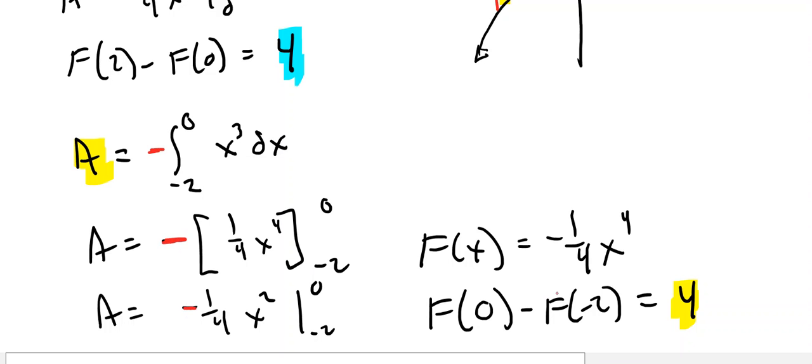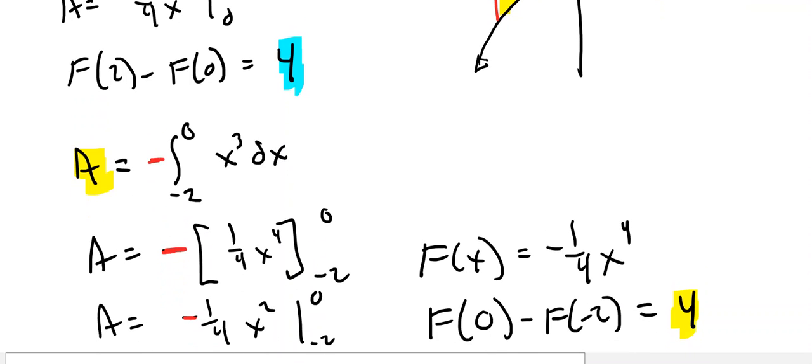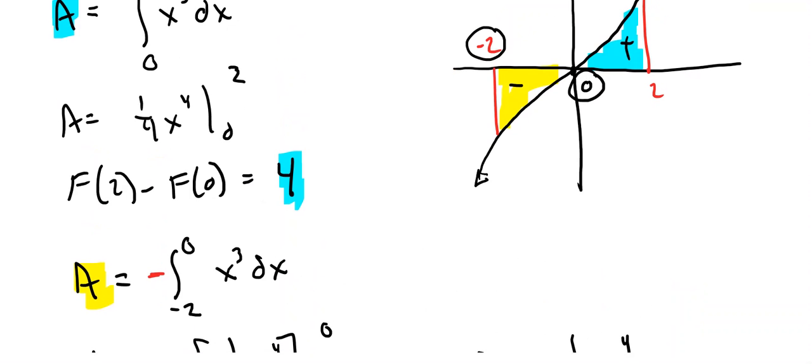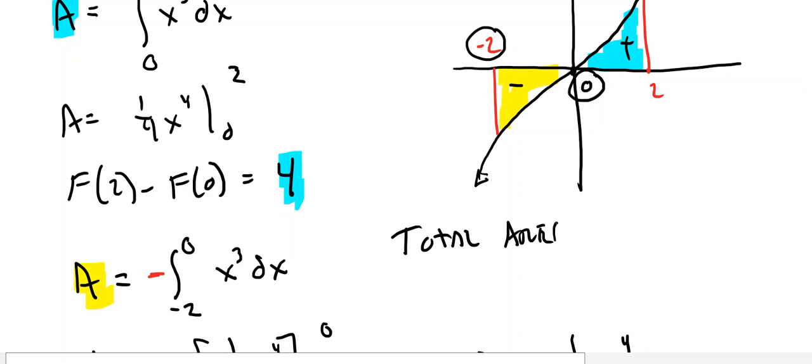And now your total area then is the sum of the blue area and the yellow area. So the total area is equal to 4 plus 4, or 8.